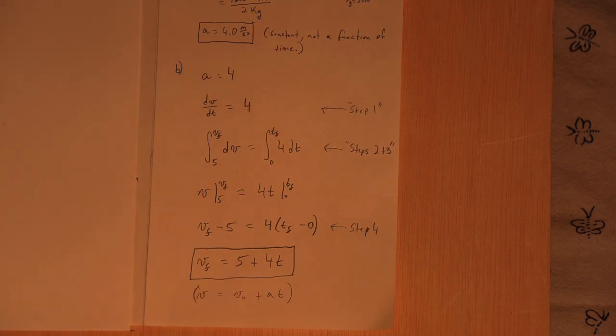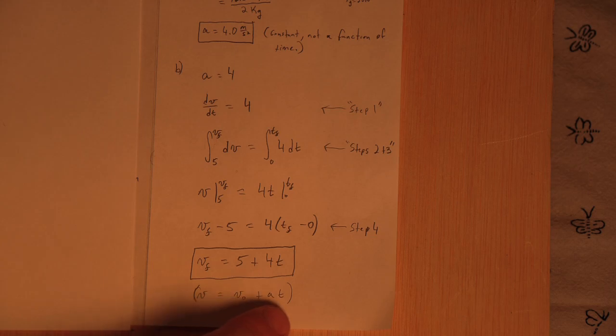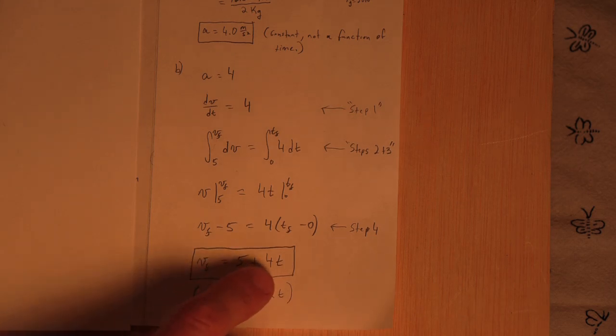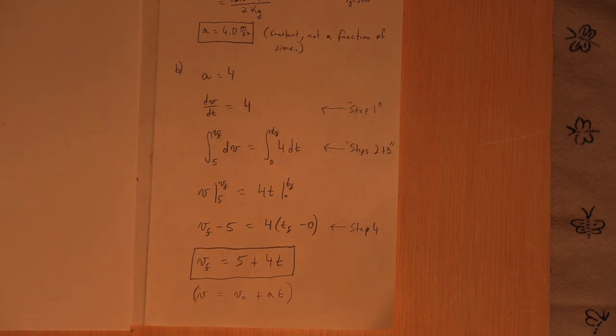I just want to point out that this matches the pattern we used all the way back in Unit 2 when we learned kinematics for constant accelerations: v equals v0 plus at. Remember, v0 is 5 and the acceleration was 4. So we could have just put that down at the start of the year. We would have just written 5 plus 4t and been done.